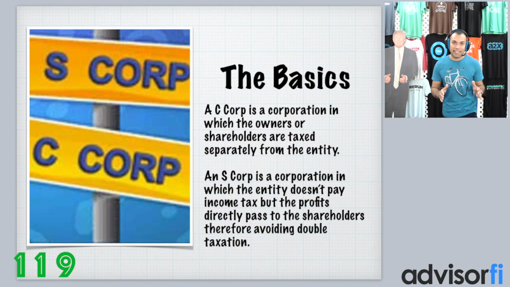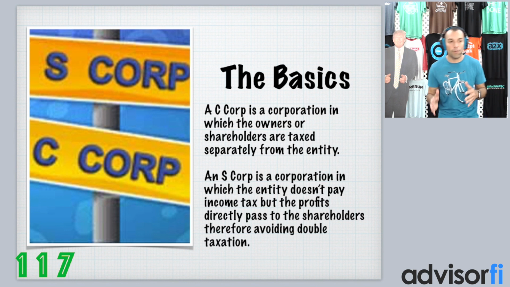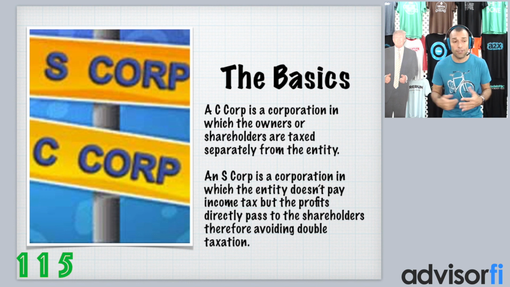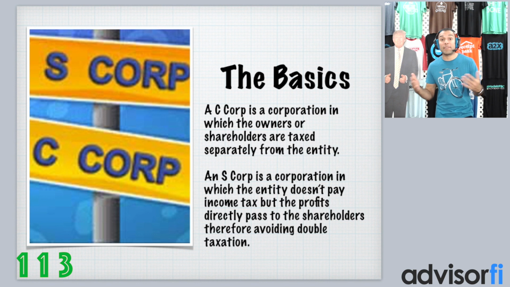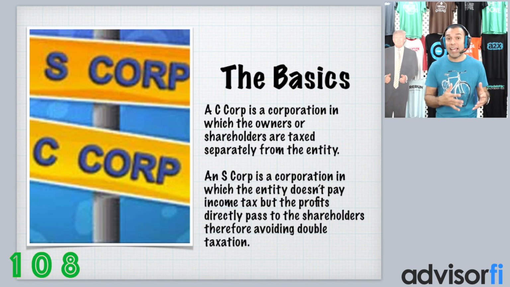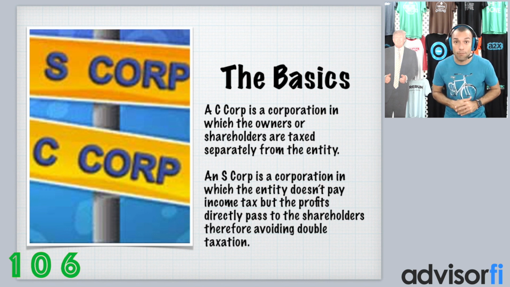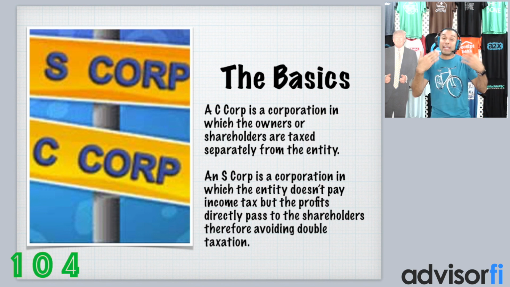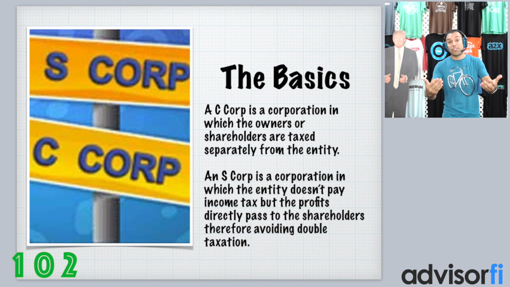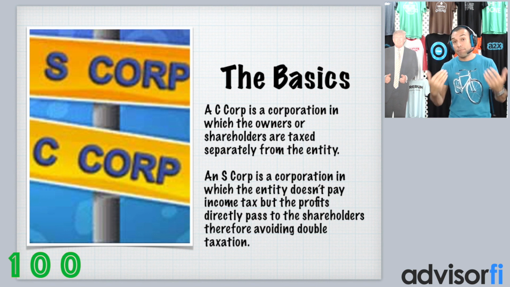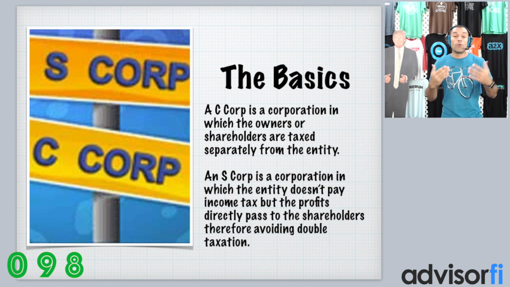Okay, so here are the basics about C-Corps and S-Corps. A C-Corp is a corporation in which the owners or the shareholders are taxed separately from the entity. That is, the C-Corp itself pays its own tax and has its own federal tax bracket. And then whenever the C-Corp kicks out dividends, the shareholders receive those dividends and claim them as taxable income, which is why C-Corps are also known as double tax corporations.